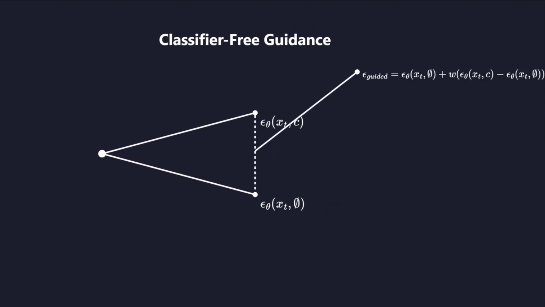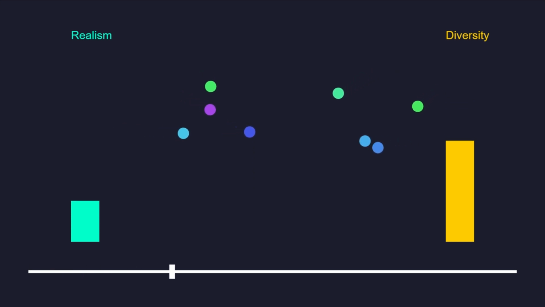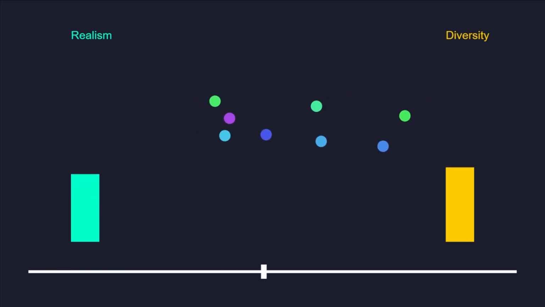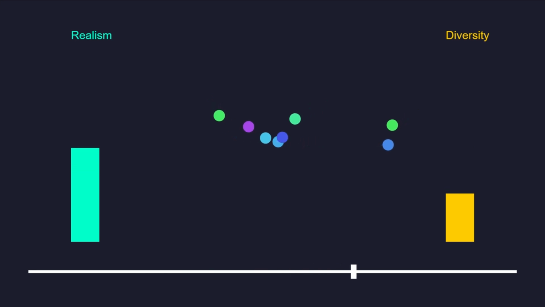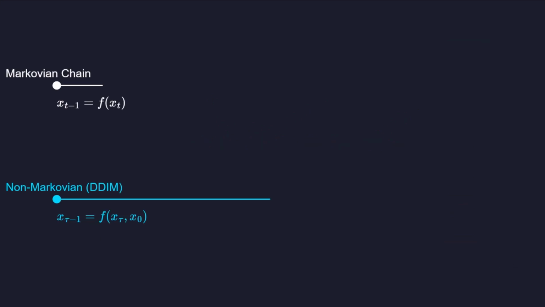Classifier-free guidance improves prompt adherence. The model generates one estimate based on the prompt and another without it, then extrapolates away from the unconditional estimate. The guidance scale determines how strongly the model follows the prompt. A higher scale increases realism and alignment, but can reduce the diversity of the generated images.